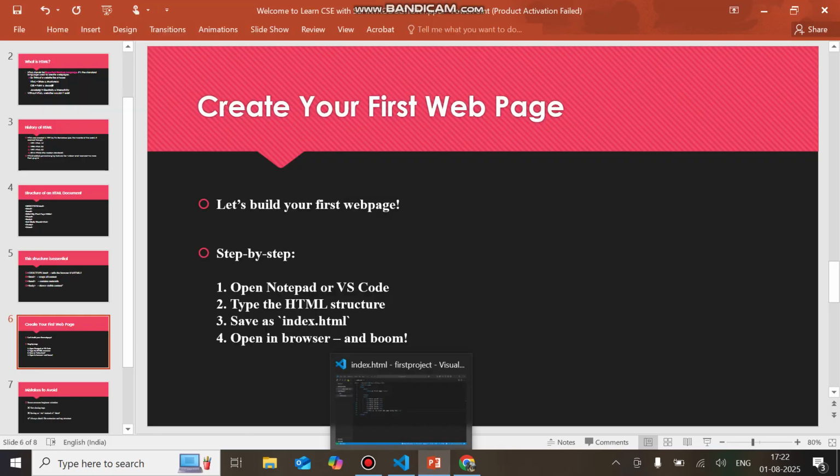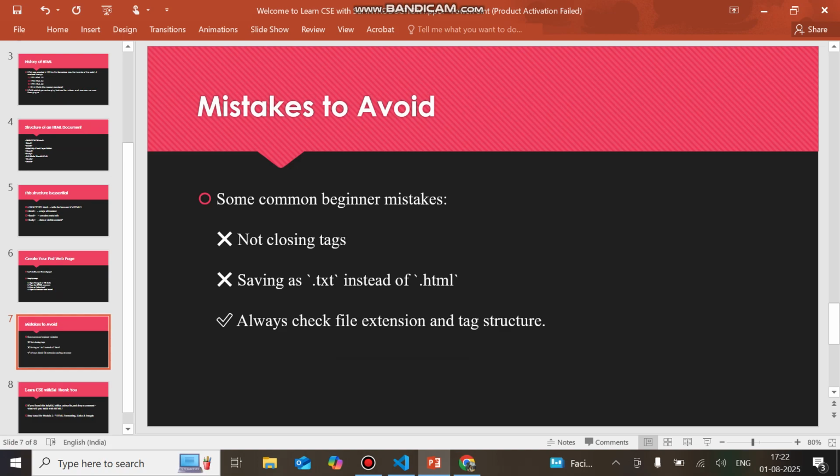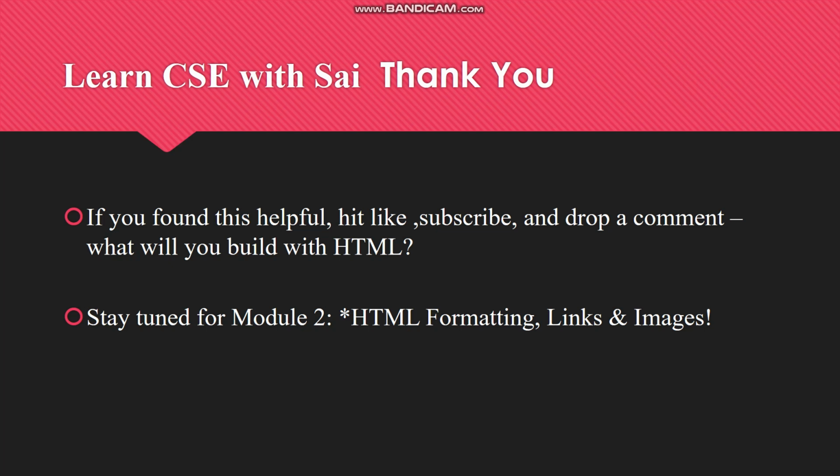Coming to mistakes to avoid: many people make mistakes while saving the code, saving it as a .txt file. Practice is the key. Try changing the heading text, adding a paragraph, inserting images, and keep playing and experimenting. The more you practice, the more confident you become.